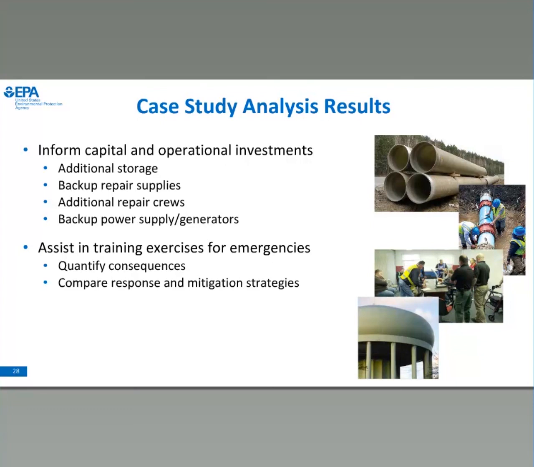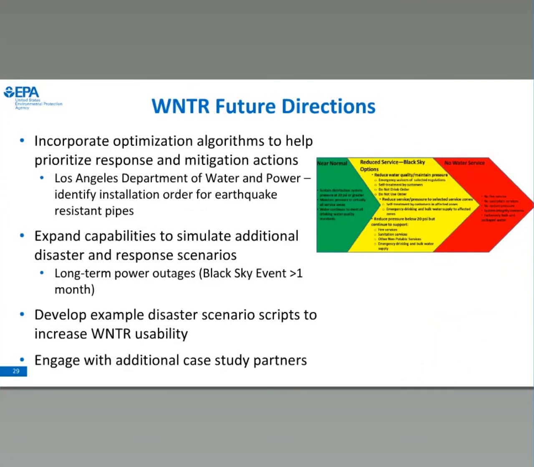The utility can also use the information from a WNTR analysis to assist in training exercises for emergencies. You're able to quantify the consequences of different disasters, and then you can compare the different response and mitigation strategies that you might want to implement during these tabletop exercises.